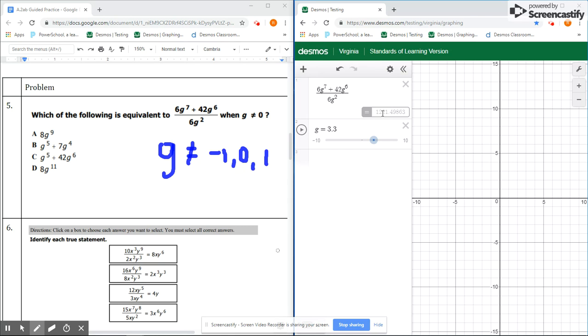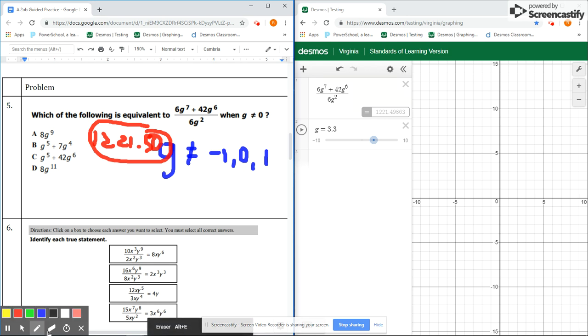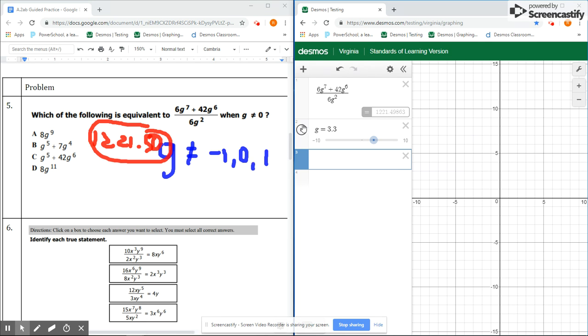Okay, and notice that I get 1221.50 if I round. Now I'm going to type in each of these answer choices and see which one gives me 1221.50. That'll be my answer. I'm going to start with letter A, 8g to the 9th. That's 371,000. That's definitely not the same, so it should not be A.